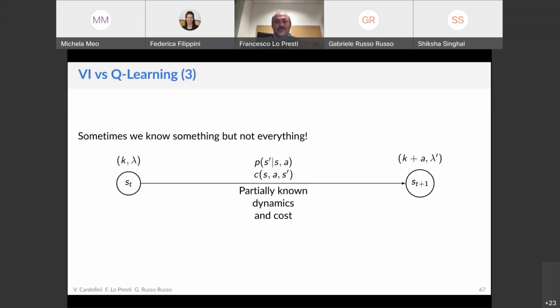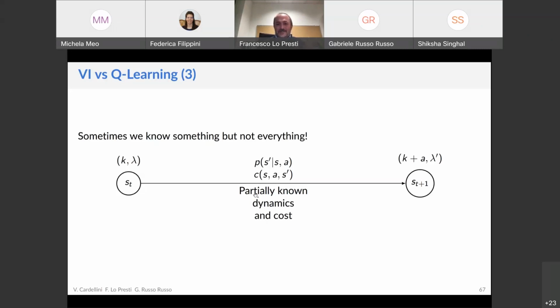Now, the truth is something in between, because more often than not, we know something, but not everything. And we are in this ugly position. If we know everything, we can solve the MDP beforehand. But if we don't know everything, are we left with Q-learning? And the truth is something in between can be done. So assume the most realistic situation, which even in our simple case is actually occurring, that we have partially known dynamic and cost.